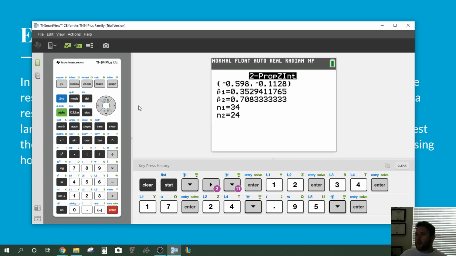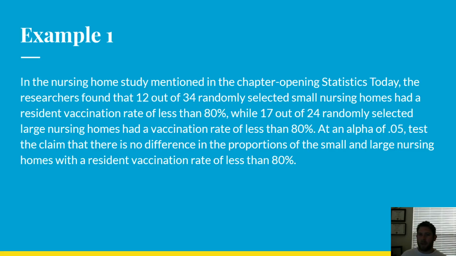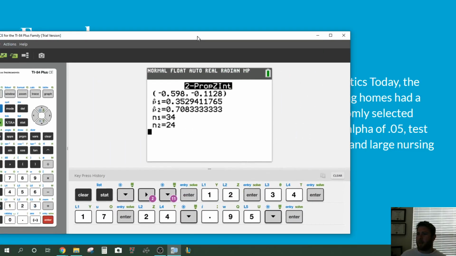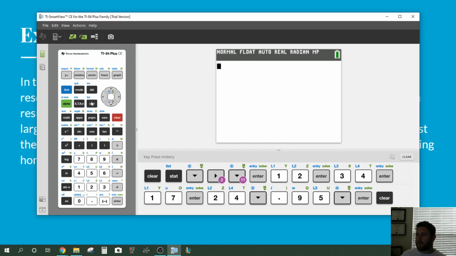Now, typically, what you want to do when you're typing in the calculator so you don't get these negatives, you want to put the larger proportion in your P1, in your X1 and N1, and your smaller proportion in N2. And what I'll do is always give you those positive percentages, so it's not so confusing. But that's it for confidence intervals. Pretty straightforward. It's not too terrible. All right. Now let's go and do our test.